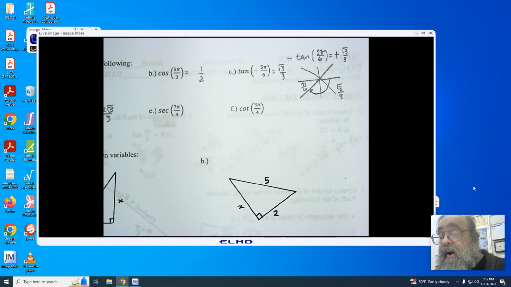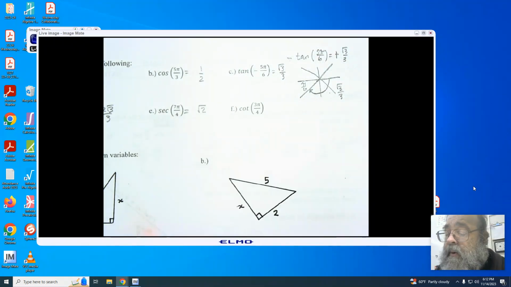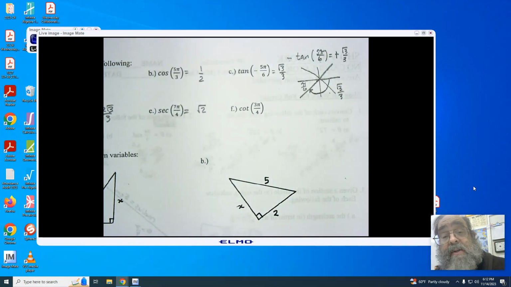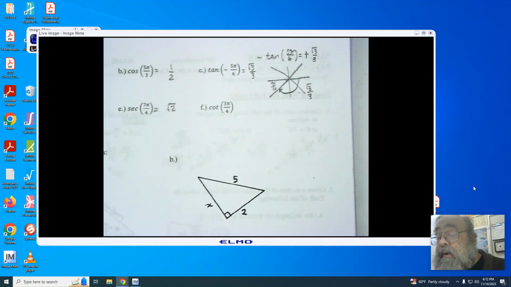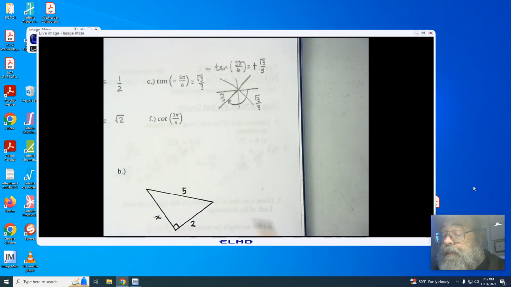Secant of 7 pi over 4. Pi over 4 is a 45-degree angle. That gives me root 2 over 2. I want the reciprocal, which will give me a positive root 2, and cosine is positive in the fourth quadrant. So my answer is positive root 2. There went my lights. Hopefully you can still see me as I'm going to keep going.